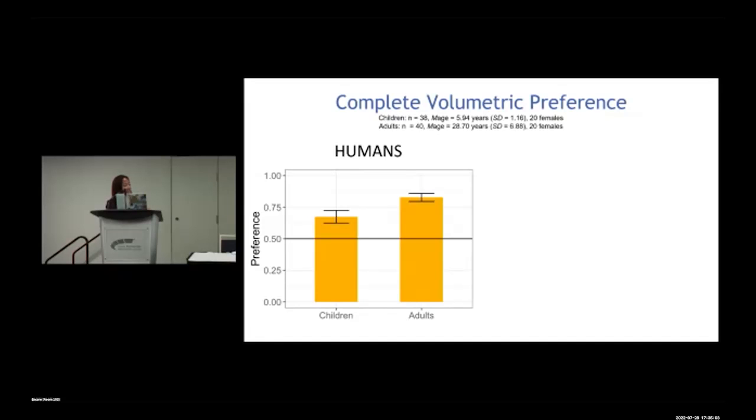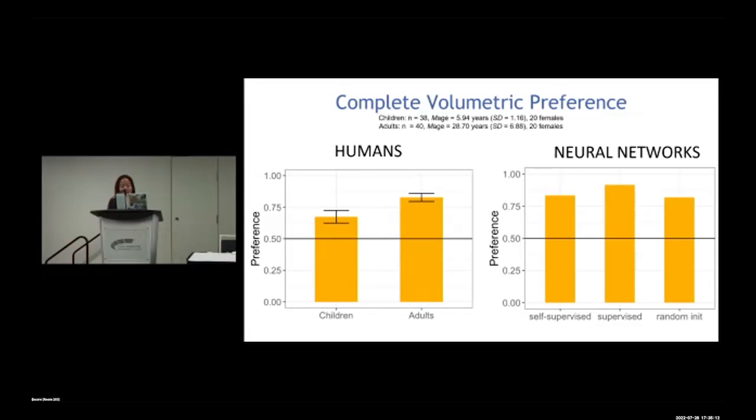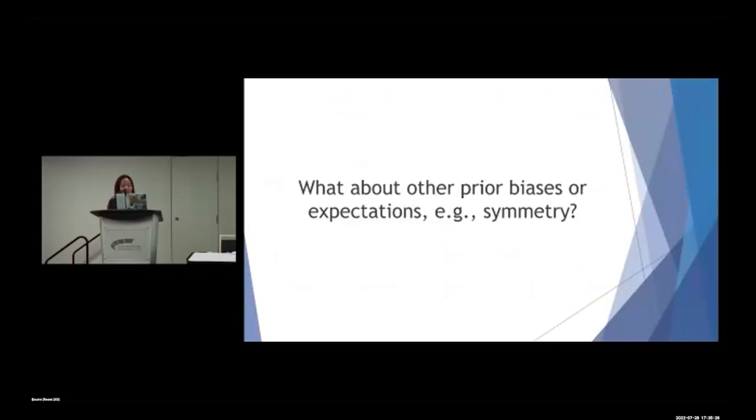So we see here that children and adults are significantly preferring complete volumes instead of incomplete volumes. And we also see that for the neural networks as well. And critically, adults show a stronger complete volumetric preference, suggesting that maybe with age and experience, this preference might be strengthening. So that's complete volumes versus incomplete volumes.